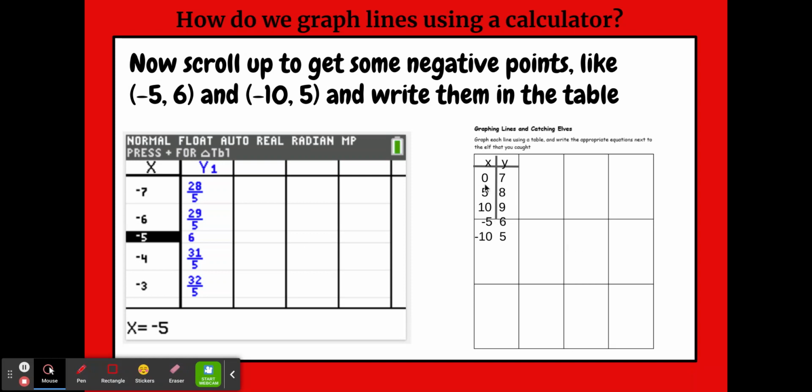Just when I was typing, it wasn't fitting. Make sure yours fits nicely into that one box. Again, you should be scrolling up and down the table to find nice, neat points that you can plot. Pause the video if you don't have this table down or you're really not sure how to scroll. Go back and look at what I did in the video to scroll.